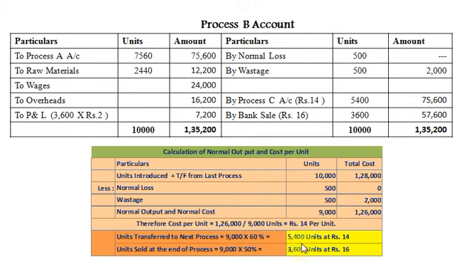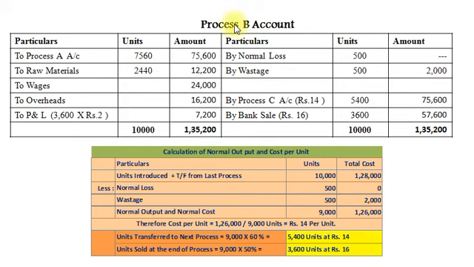So 5,400 units, that is 60% of 9,000, will be transferred to process C at rupees 14 per unit. So total amount 75,600, and remaining 40%, that is 3,600 units, will be sold out at rupees 16 per unit. So here by bank sale proceeds 57,600 rupees, and profit of rupees 2, that is 16 minus 14, 2 rupees per unit, will be transferred to costing profit and loss account.